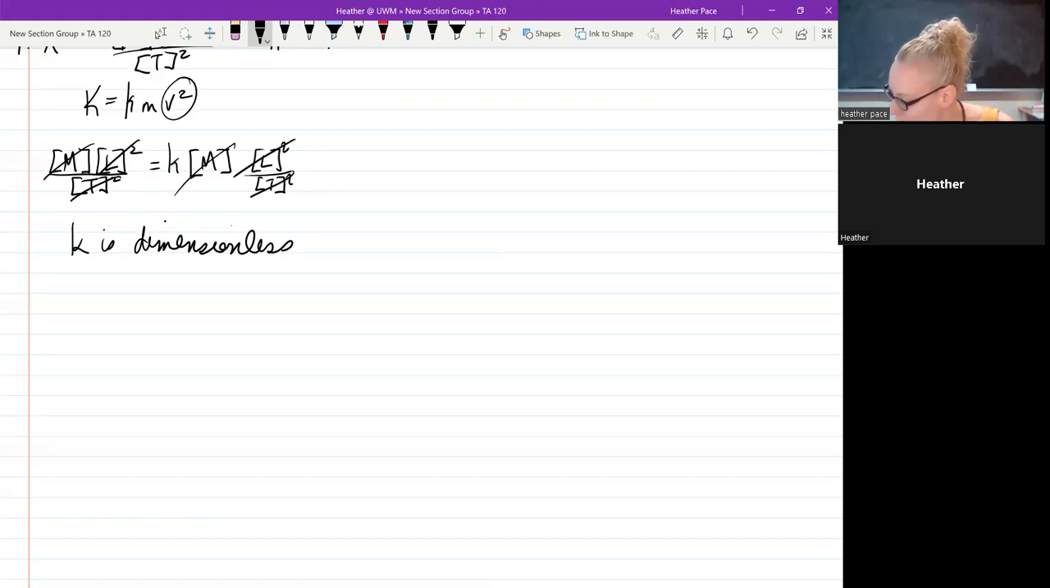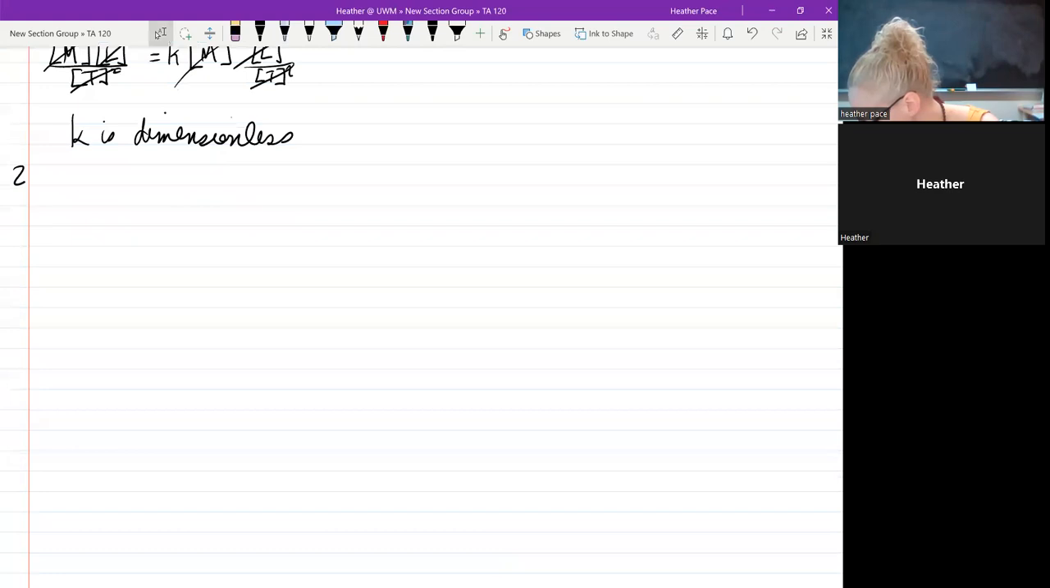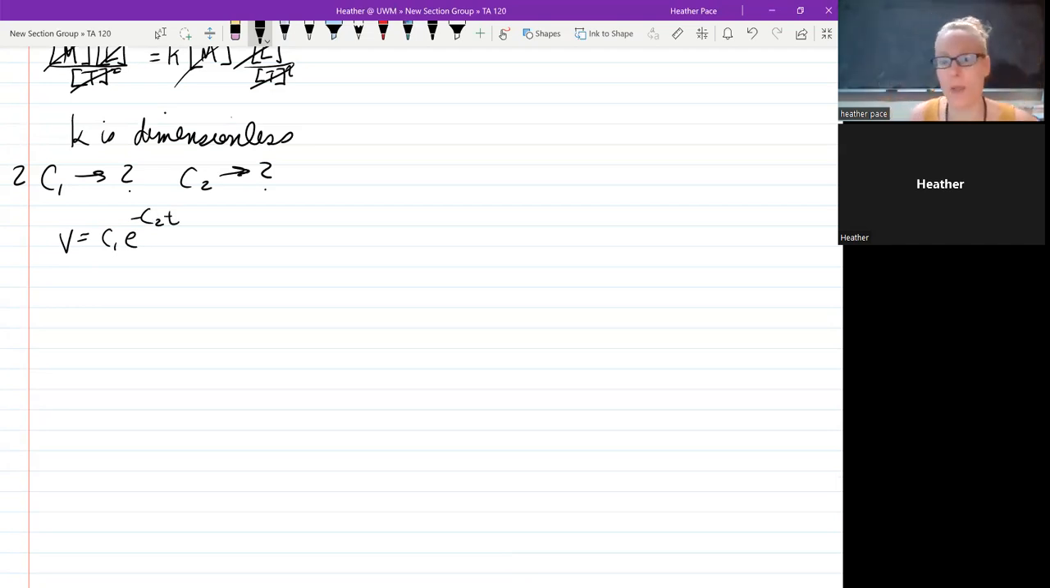Okay, so let's move on to a little more complex problem 2. What should C1 and C2 be in the expression V equals C1 e to the negative C2 t? Okay, this one's a little bit more complex, but what we know for sure is that what's on the right-hand side has to match what's on the left-hand side.